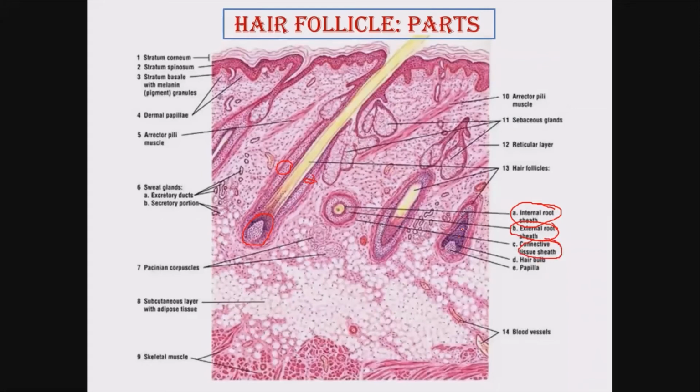So we have part of the epidermal cell layers forming the internal root sheath and the external root sheath. After that, we have the connective tissue sheath, and together they form the follicle, within which we have this hair root coming up, arising from the root. This is like just the shaft, or you can say the root. Actually, ultimately, the hair is arising from the cells in this matrix.